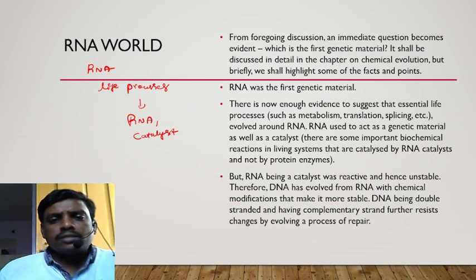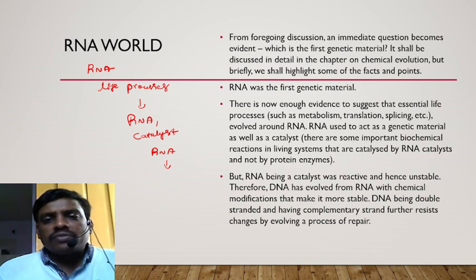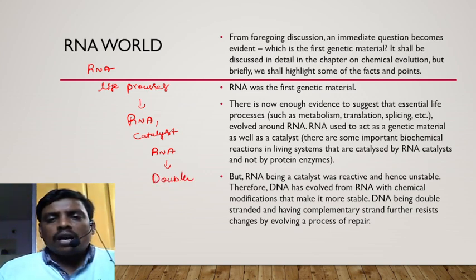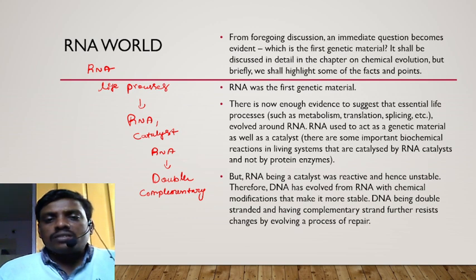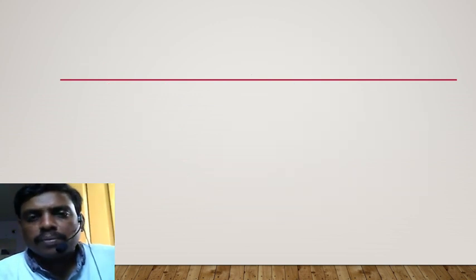It can act as a genetic material, but it is unstable due to its molecular structure. Therefore, DNA has evolved from RNA, with chemical modifications that make it more stable. DNA being a double-stranded structure and having complementary strands further resists changes by evolving a process of repair.